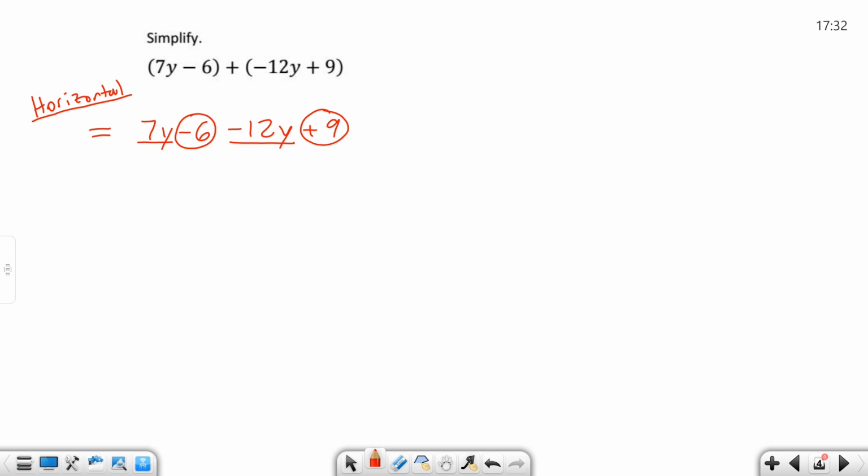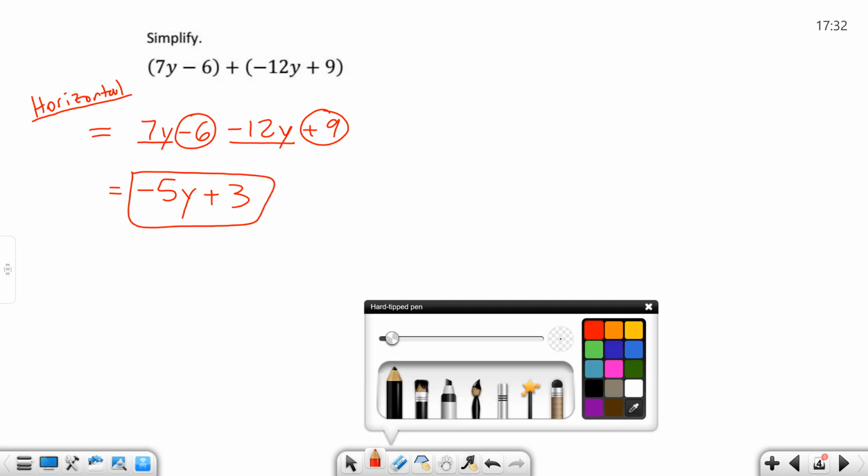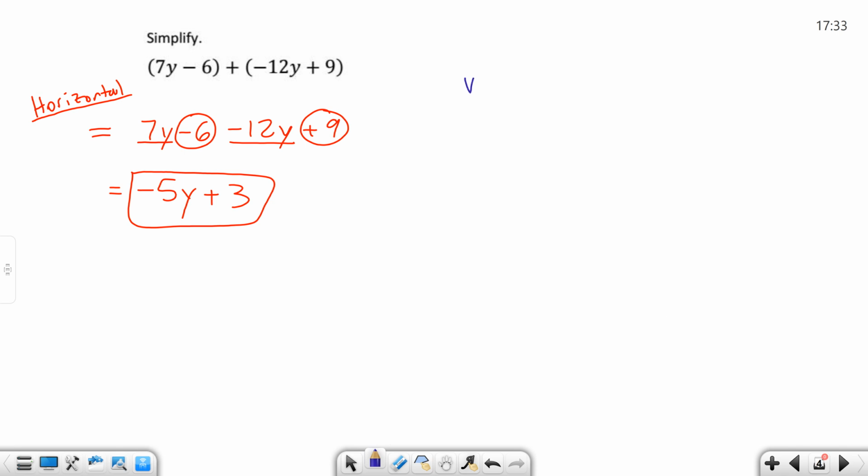So 7y minus 12y, they're different signs. You subtract. That's going to be 5y, and 12 is larger, so it is negative 5y. And then negative 6 plus 9, again, the signs are different. 9 minus 6 is 3. This time 9 is larger, which is positive, so that's plus 3. So negative 5y plus 3. And then let's come over here and look at a vertical technique.